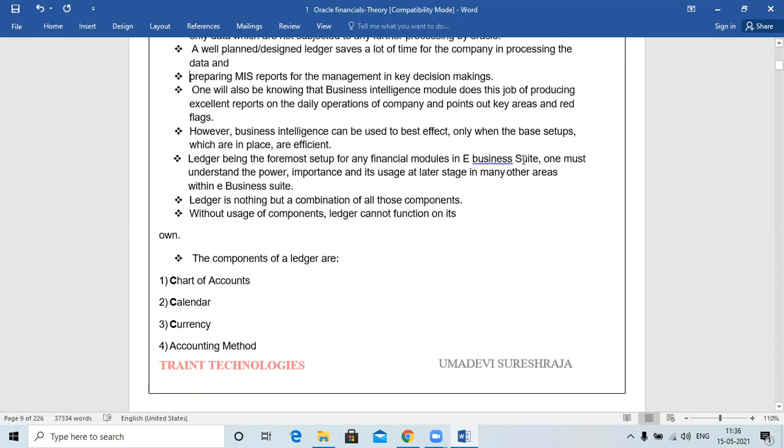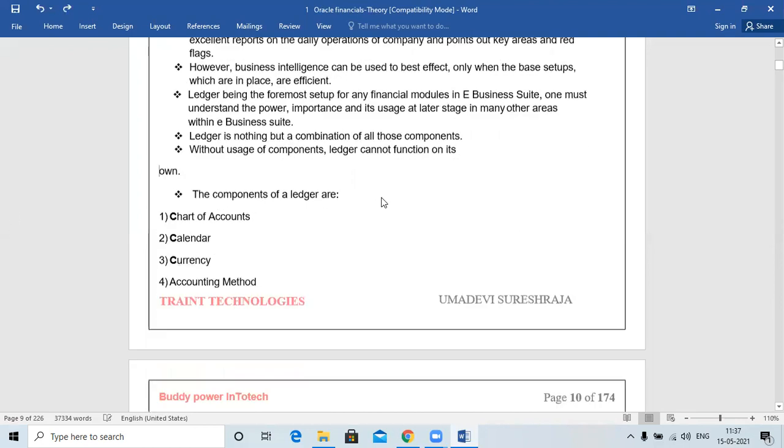The ledger is the foremost setup in the Financials E-Business Suite. One must understand its importance and its uses in related areas of the business. A ledger is nothing but a combination of components. Without the usage of these components, a ledger cannot function on its own. The components of a ledger are the 4Cs: chart of accounts, calendar, currency, and accounting method.